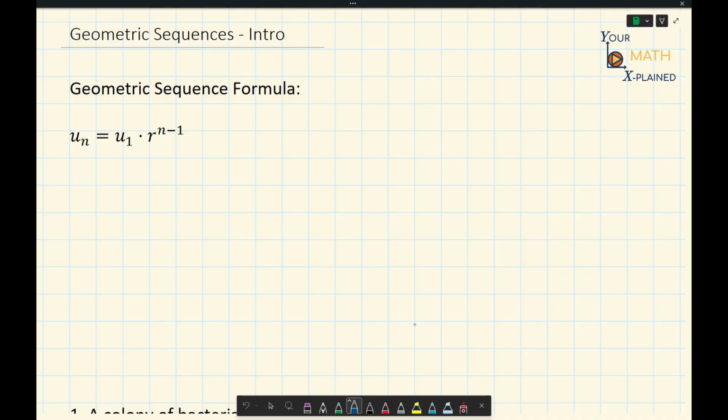This explosive compound scaling isn't arithmetic, it's geometric. Instead of adding a step, we multiply. Today, we're mastering the geometric sequence formula so that you can map out exponential growth, interest rates, and viral spread with absolute precision.